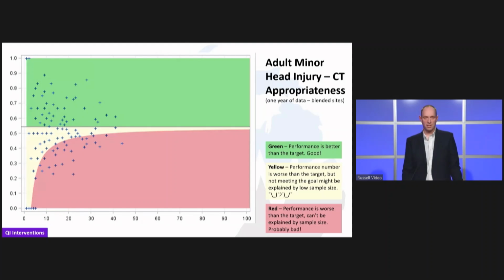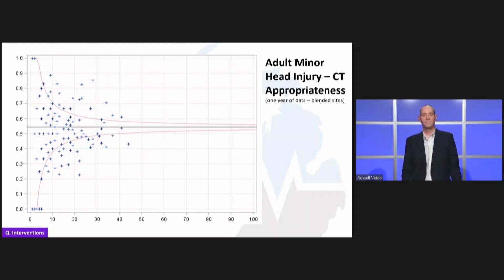So add those colors in again, same situation. Above the green, doing better than the target. Yellow, worse than the target, but maybe it's explainable through sample size. Red, those are areas with people that are individuals who are not performing at the target.